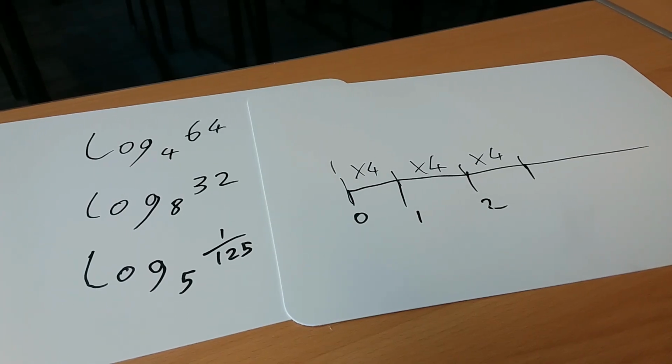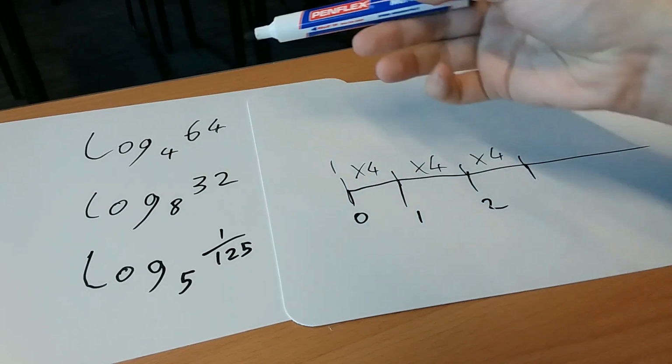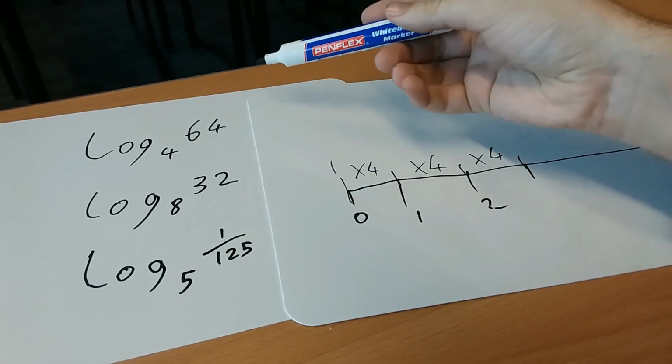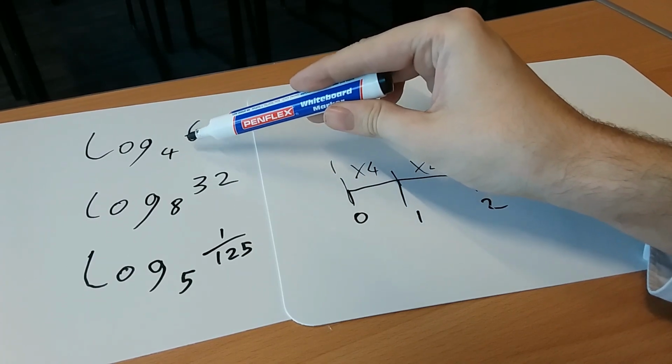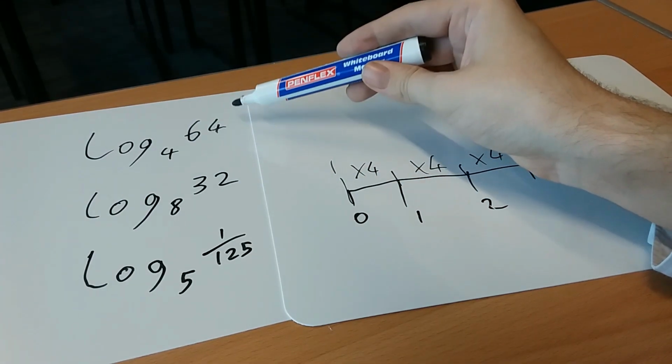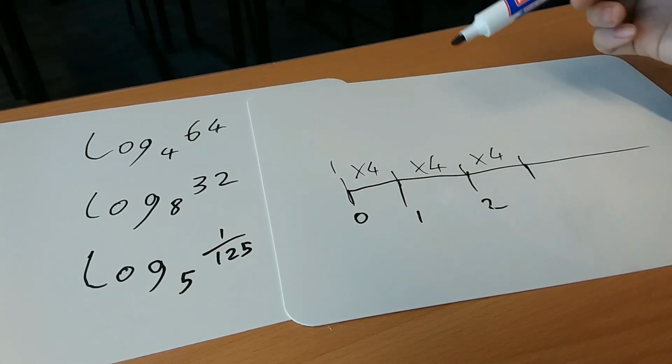An introduction to logarithms. So we're going to be working our way through these problems here. We're going to start off with this one. What this is saying is, if we're counting in a times 4 kind of way, how do we get to 64? How many steps is it going to be?